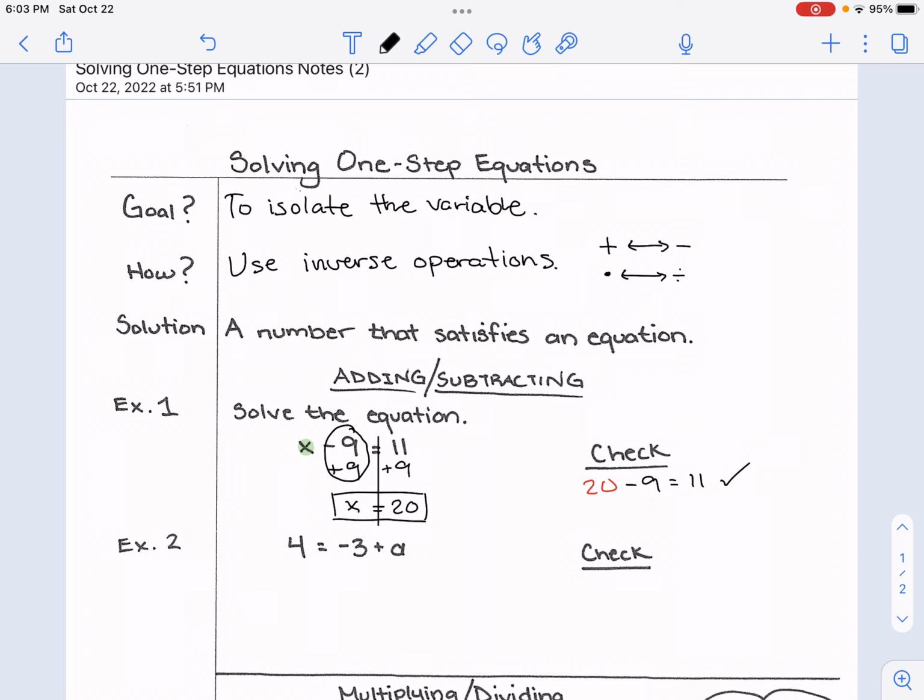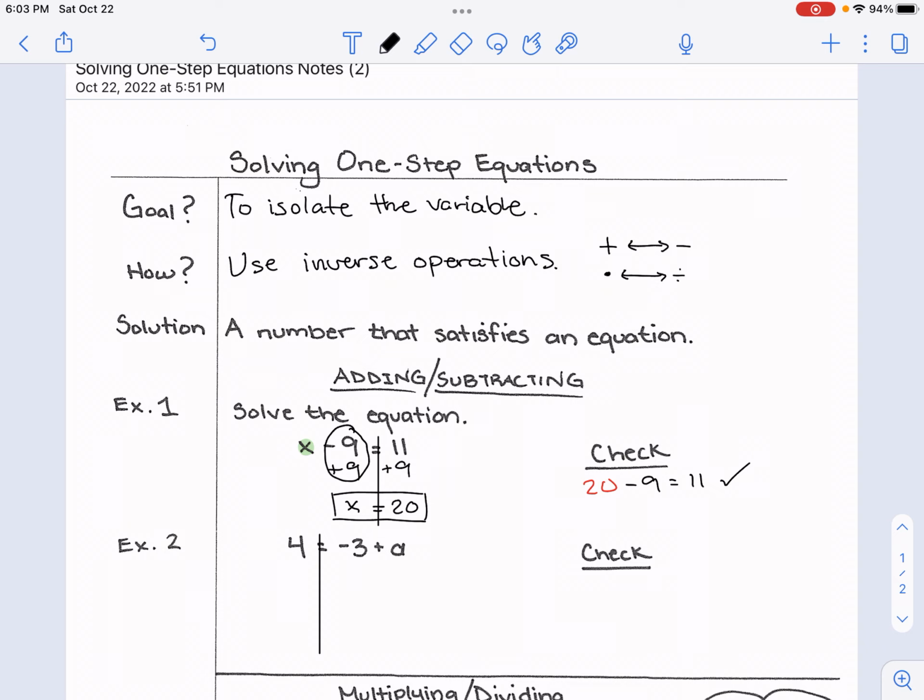Okay, so I would say when we go through these types of problems, if you ever have more than enough time, let's say we're taking a quiz or a test and you still have time, always go through checking your answer. Next one, we have 4 equal to negative 3 plus a.